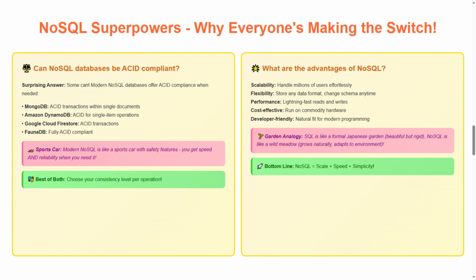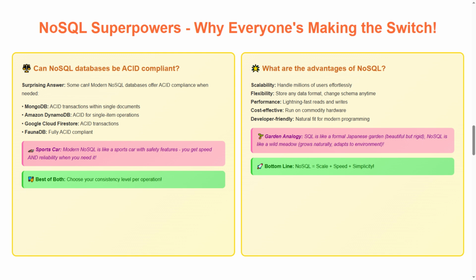Can NoSQL databases be ACID compliant? Surprising answer. Some can. Modern NoSQL databases offer ACID compliance when needed. MongoDB provides ACID transactions within single documents. Amazon DynamoDB offers ACID for single-item operations. Google Cloud Firestore has ACID transactions. FaunaDB is fully ACID compliant.